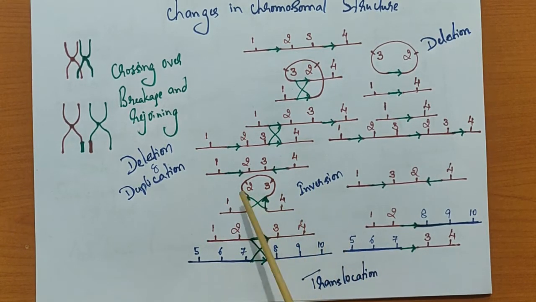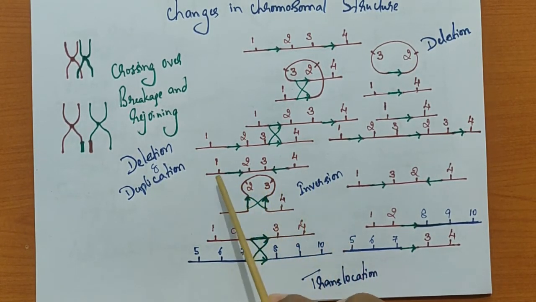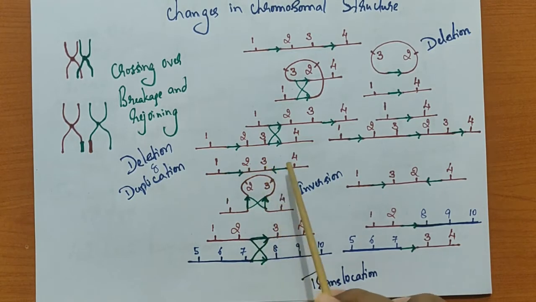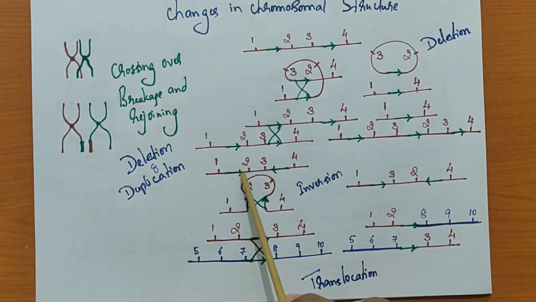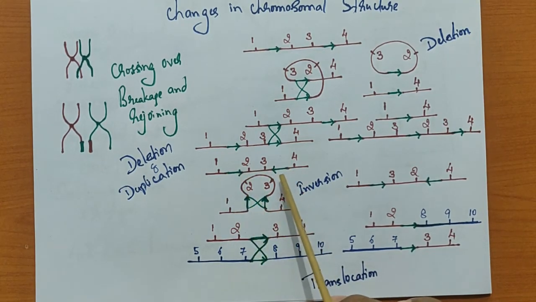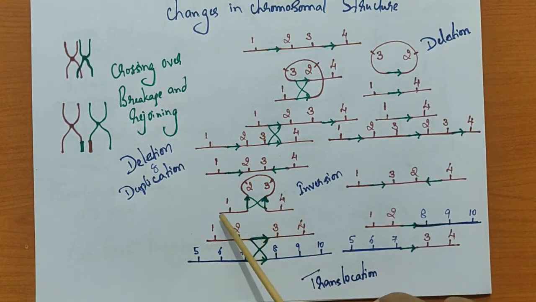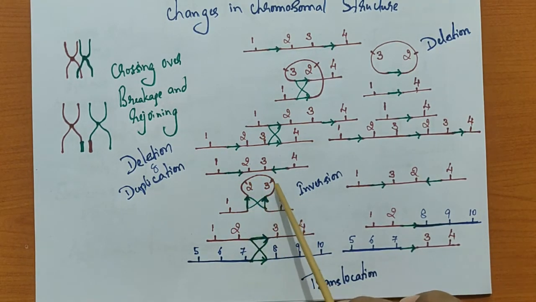Now another one is going to be the inversion. Now you have got the hang of it. Now this is 1, 2, 3, 4. This is the repeat, but this one is an inverted repeat. So this is in this direction and this is in this direction. Then what happens? In the case of pairing, this is 1, 2, 3 like this.